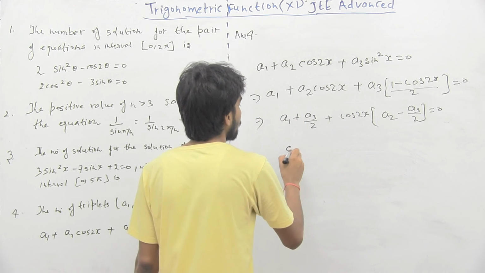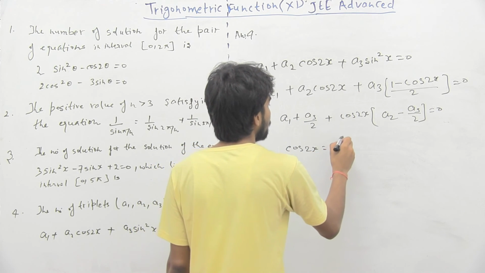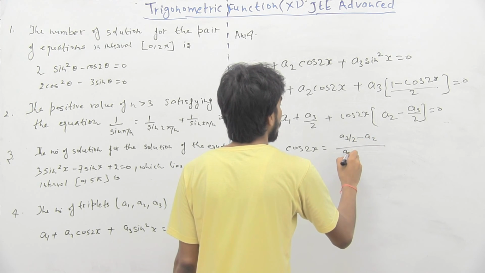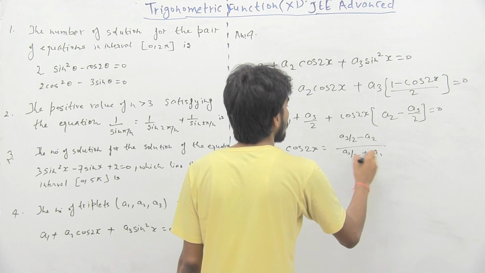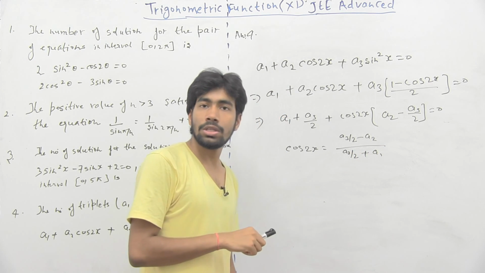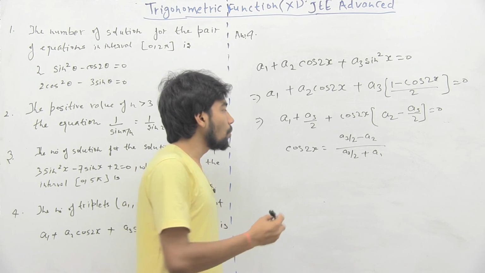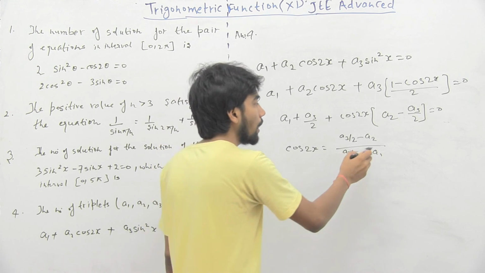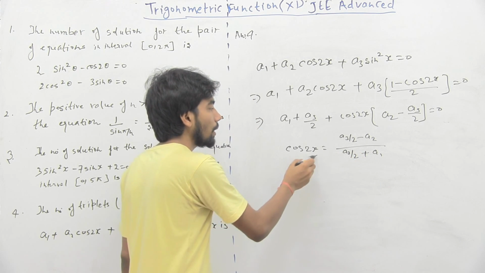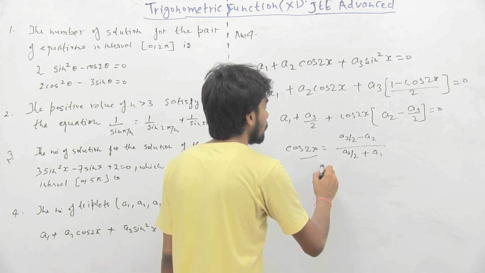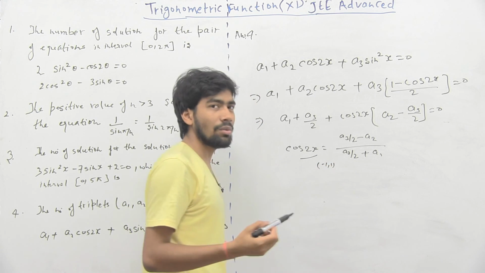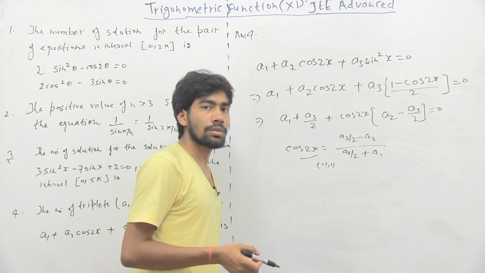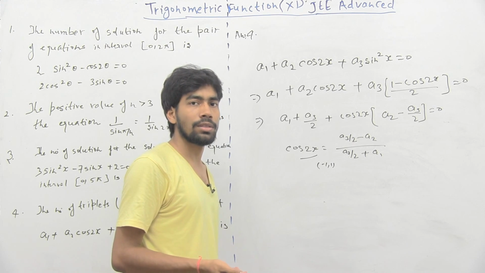So cos 2x equals a3 by 2 plus a1 over a3 by 2 minus a2. These values a1, a2 and a3 are arbitrary, and all three are independent of each other. So we can take any values of a1, a2 and a3 and get cos 2x in the range of -1 to 1. So the number of triplets will be infinite.